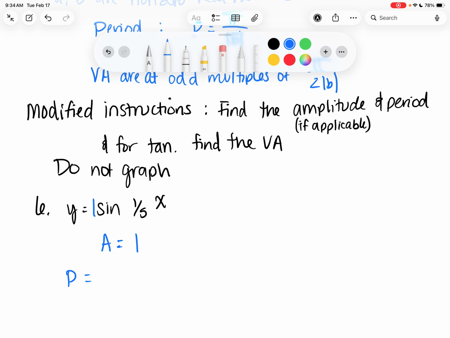The period is 2 pi over the absolute value of b. So b value is 1/5, so I have 2 pi over 1/5. What happens when I divide by a fraction?